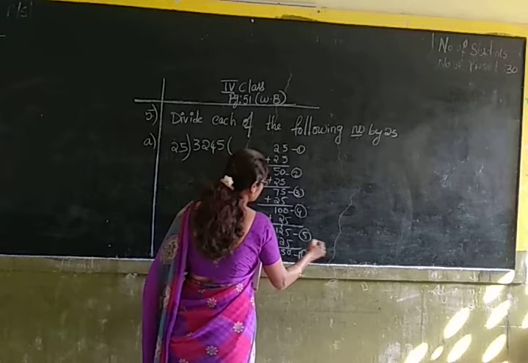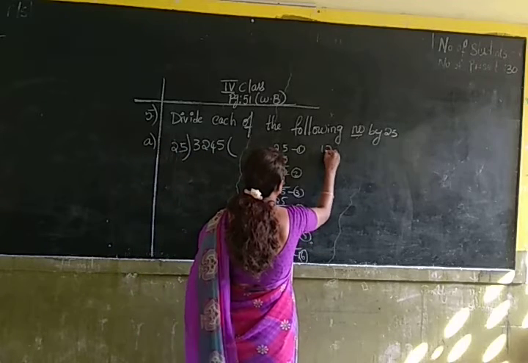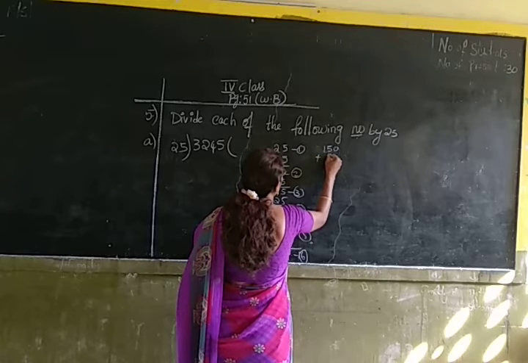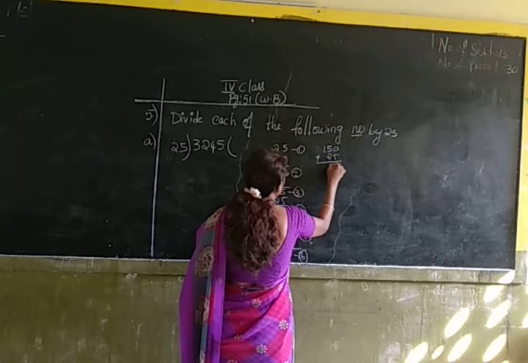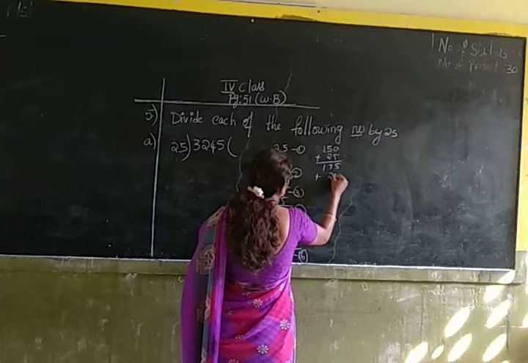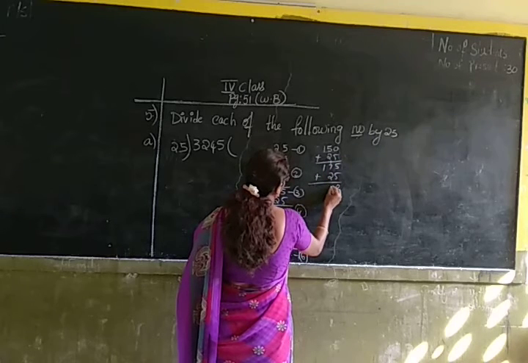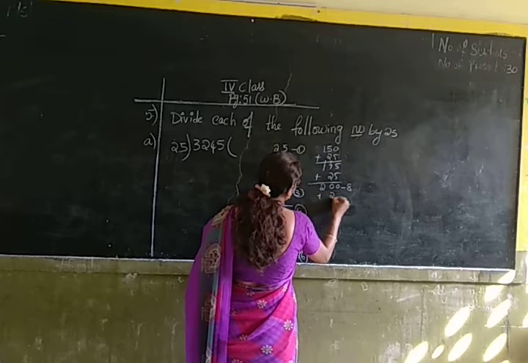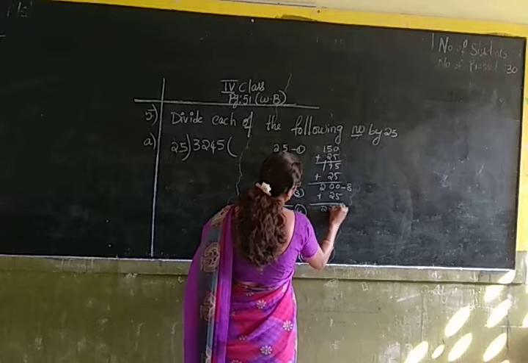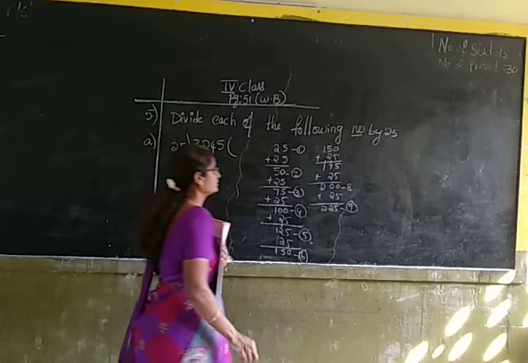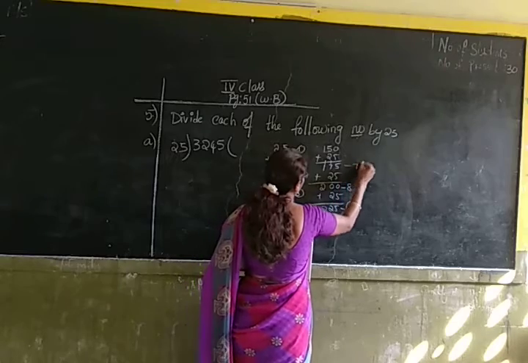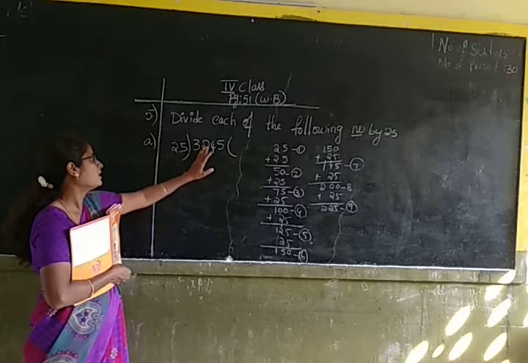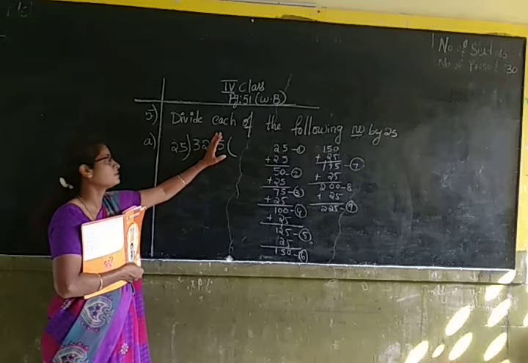150, 6 times, 150 plus 25, 7 times, plus 25, 8 times, plus 25, 9 times. Okay children, I have written the 25 table by repeated addition. So here how many digits do you have to take? You have to take 2 digits.